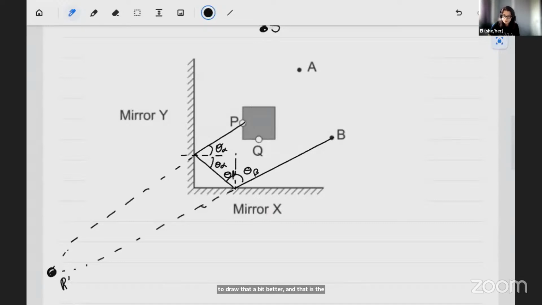So all I've done there is extrapolated the real light ray that is going towards B and the real light ray that's coming away from P. And I'm just finding the point in which they intersect, which is the point at which my image would be formed. So please let me know if there's anything there that doesn't make sense.